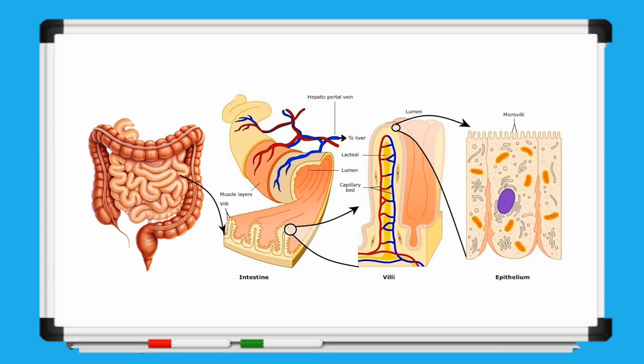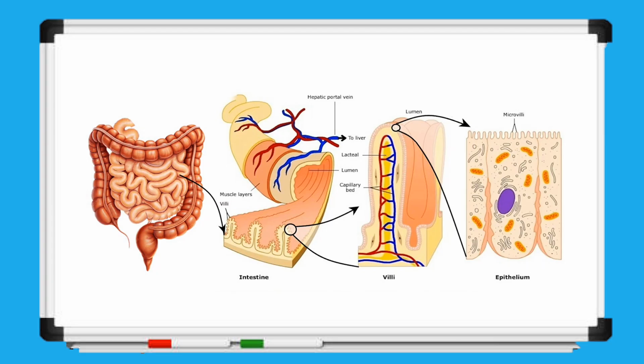First, we see the overall structure of the intestine. It has muscle layers and folds inside the lumen, and these folds are formed by finger-like projections called villi. When we magnify further, we can see each villus in detail. Inside every villus, there is a dense network of blood capillaries and a central lymphatic vessel called a lacteal. This arrangement brings the blood and lymph vessels very close to the surface, which makes absorption quick and efficient.